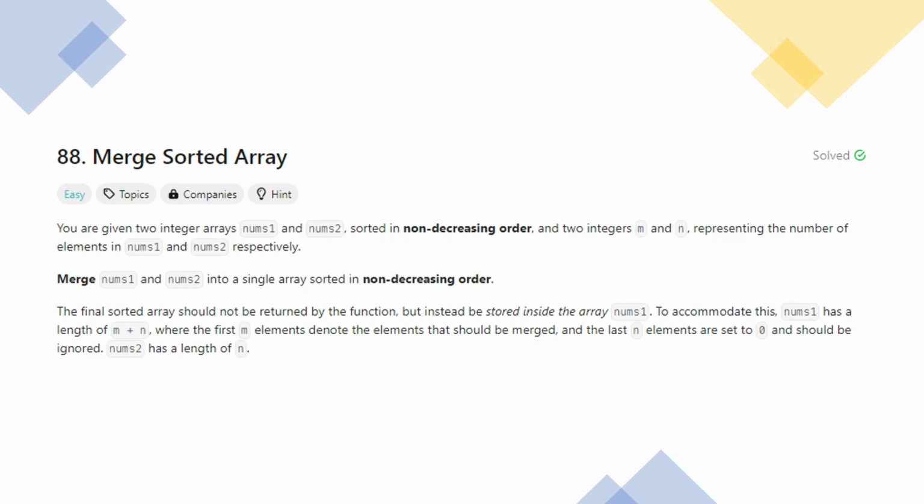To accommodate this, nums1 has a length of m plus n, where the first m elements denote the elements that should be merged, and the last n elements are set to 0 and should be ignored. nums2 has a length of n.